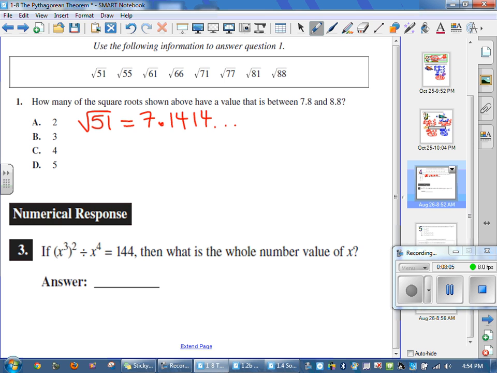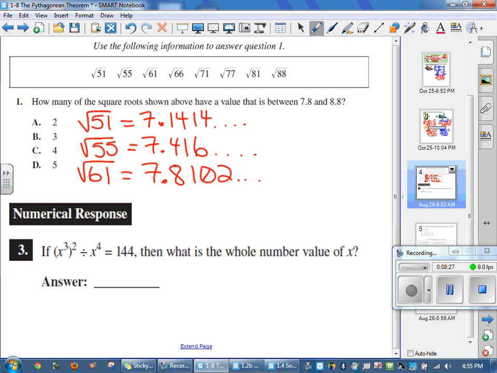The next number, root 55, I solve that, and I'm going to get 7.416, etc. It runs on forever. The next number is root 61. I solve it, and I'm going to get 7.8102, and so on. It runs on. Then I take the next number, root 66. The square root of 66 is 8.124, and so on. It runs on. And I keep going. So I've taken care of all those numbers.